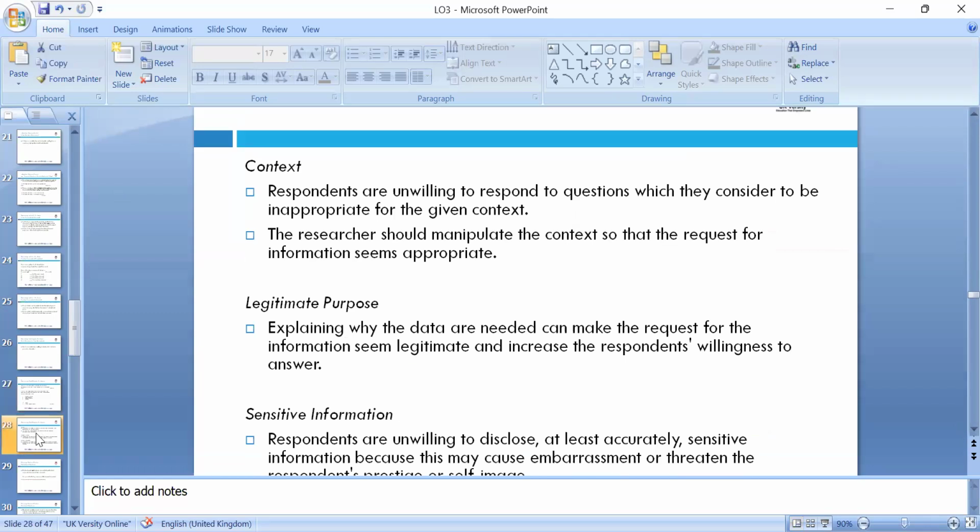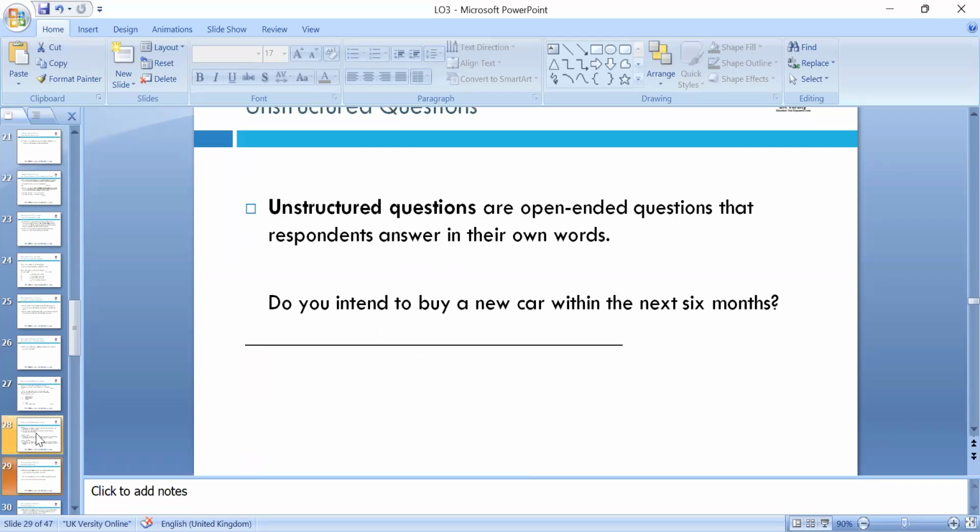Context: the respondent may be unwilling to respond to a question considered inappropriate given the context, and the researcher should manipulate the context and request the information from an appropriate, legitimate person, exploring the data you need, keeping in view the GDPR, General Data Protection Regulation. Don't ask sensitive or personal questions at the beginning. Give them an unstructured, open-ended question that can be answered.